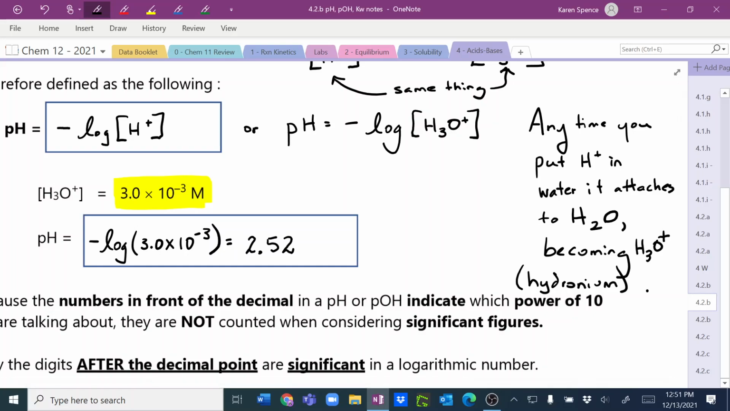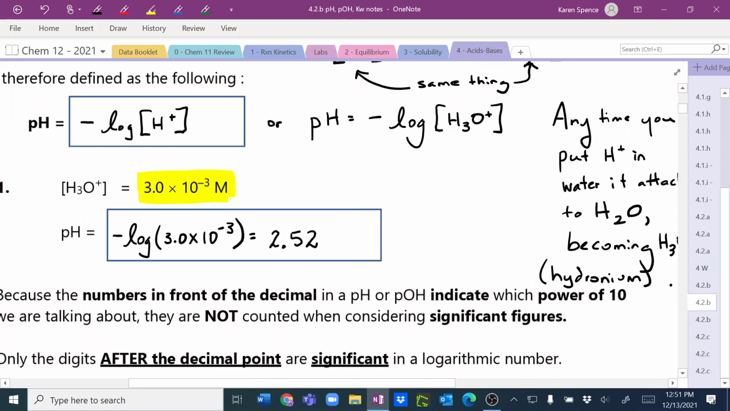Now this is the part of pH which is maybe the most confusing for people, and that is the significant figures, okay? How many significant figures do we have in 3.0 times 10 to the minus 3? We have 2 sig figs. It turns out that in any sort of logarithmic number, only numbers after the decimal are significant.